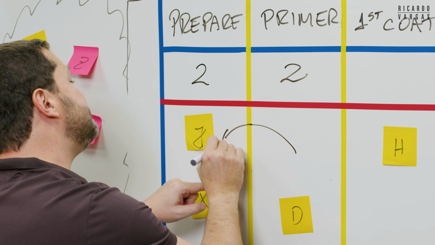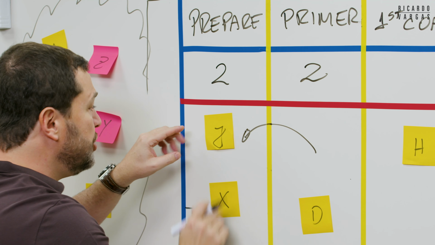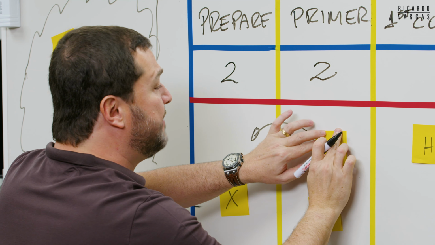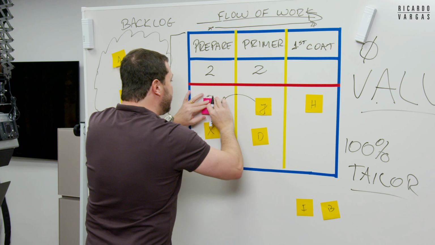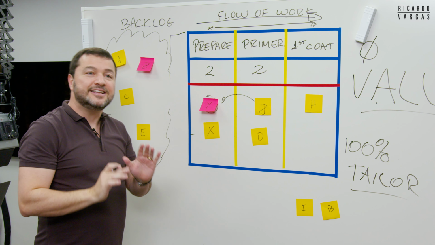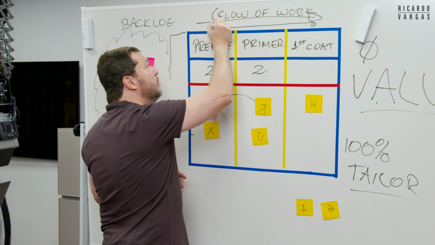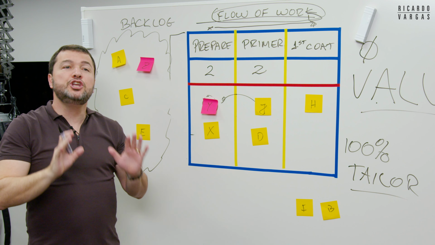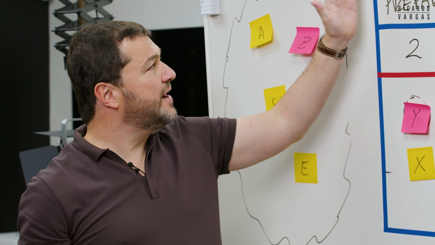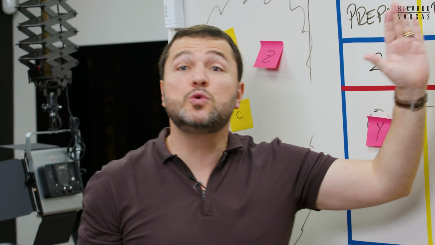Then the primer comes here and says, okay, what do you have prepared so I can start the primer? Then the preparation is empty. Then they take another area and start. This is the flow of work. And you can tailor this for whatever you want. Every time you have a start and a finish, you can do that.